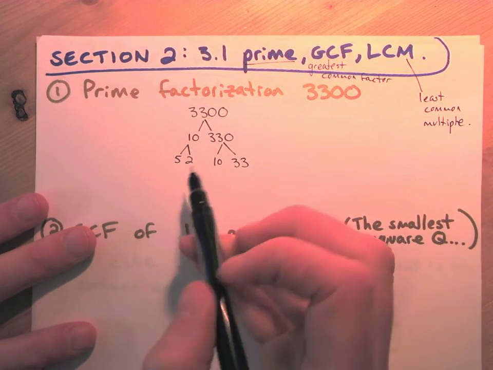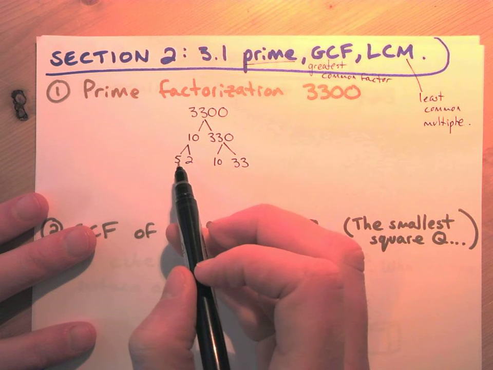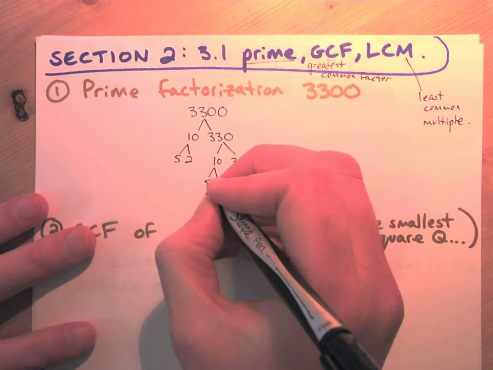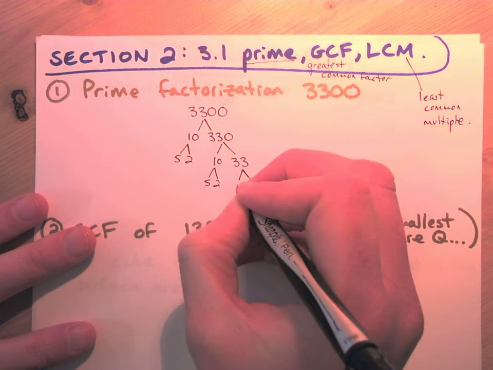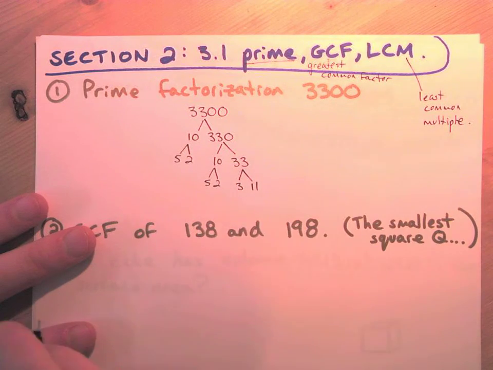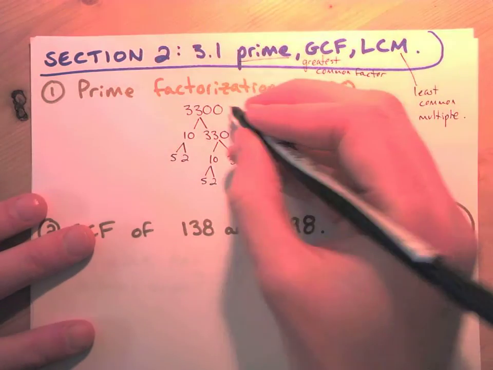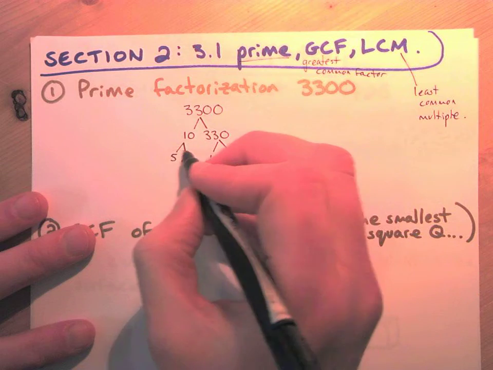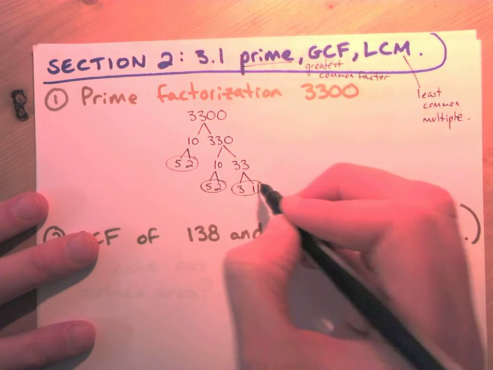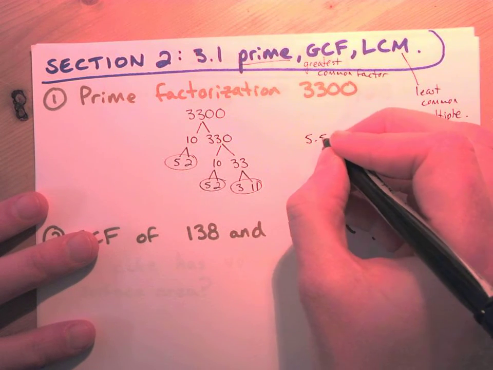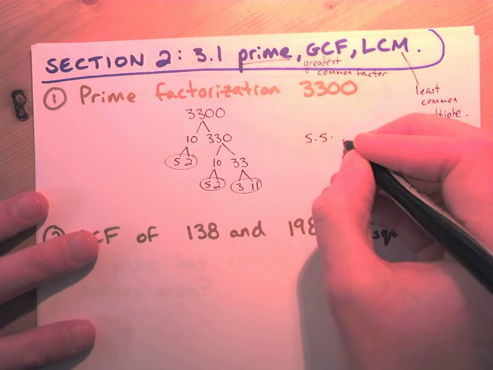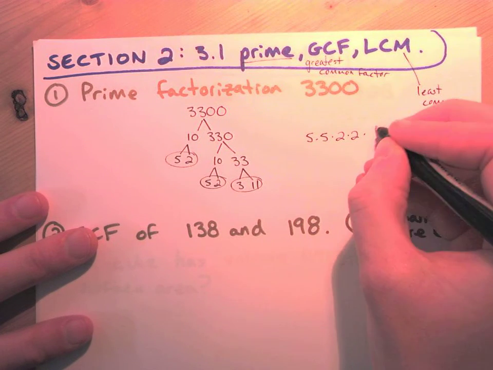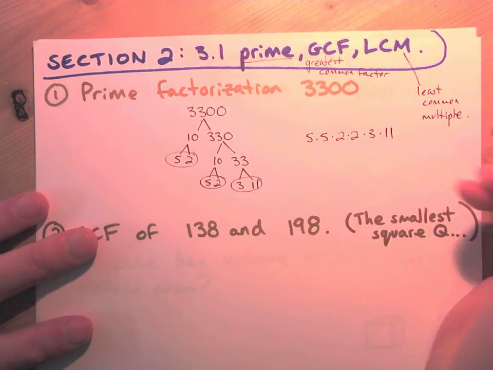All right. Anything go into 5? No, that's the lowest it goes. 2 as well. The other 10, we know it's a 5 and a 2 as well. And the 33 is a 3 and an 11. Okay, so I know 3300 is the same as all the branches: 5 times 5 times 2. I just like writing the similar ones beside each other, times 2 times 3 times 11.